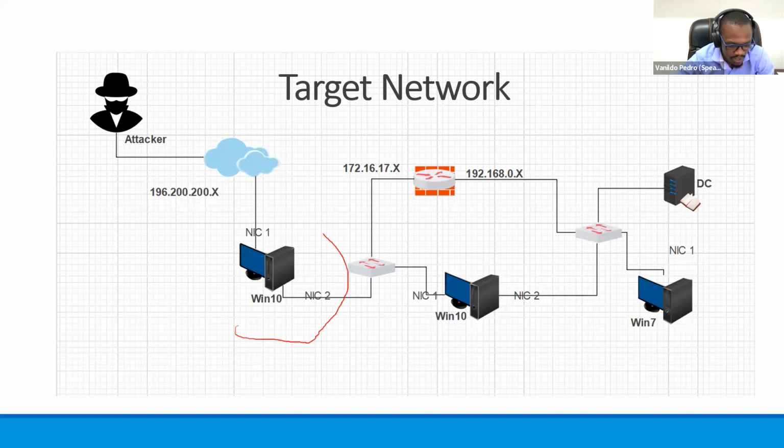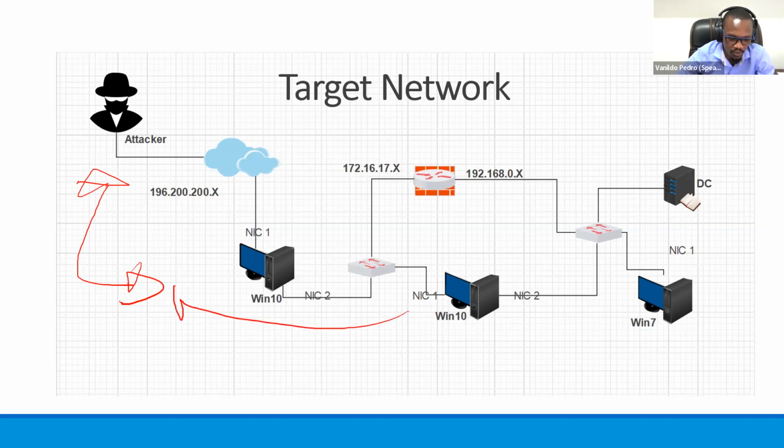So I will easily show how we can use bind shell to get access to this network. Bind shell is very easy when you are inside the pivoting. Why is it very easy? Because what you do is send a malicious payload, and after that payload is executed, the target machine will open a port and wait for any connection. Reverse is different. It means that our attacker machine will open a port and will be waiting for a connection.